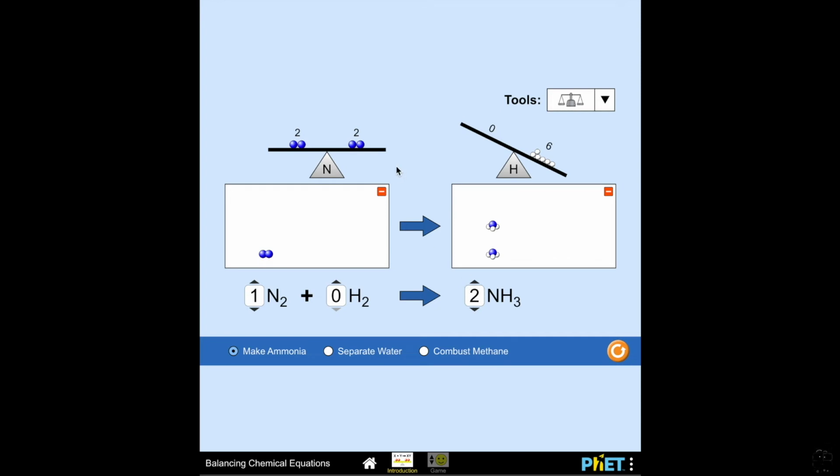Now, the nitrogen atoms are balanced, but the hydrogen atoms are still unbalanced. On the product side, we have 6 atoms of hydrogen, so we need 3 molecules of hydrogen on the reactant side. And finally, the number of atoms on each side are equal.